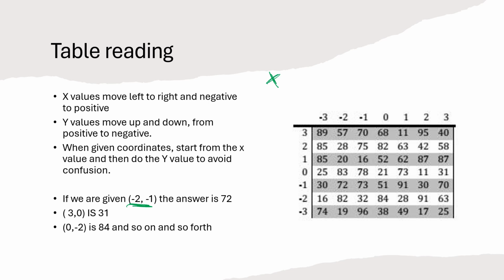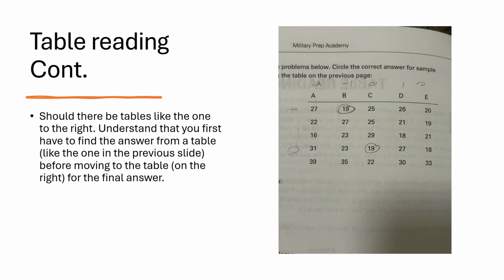X's move left to right. They go from negative to positive, my bad. Y's are vertical, they go up and down, and they go positive to negative. So whenever you're getting a coordinate, they're usually going to be in the XY format, which means it's just easier to start in the XY. So if you're given 0, 2, find the X first, then go down to the Y. And like I said, pretty self-explanatory. You're just moving really fast.